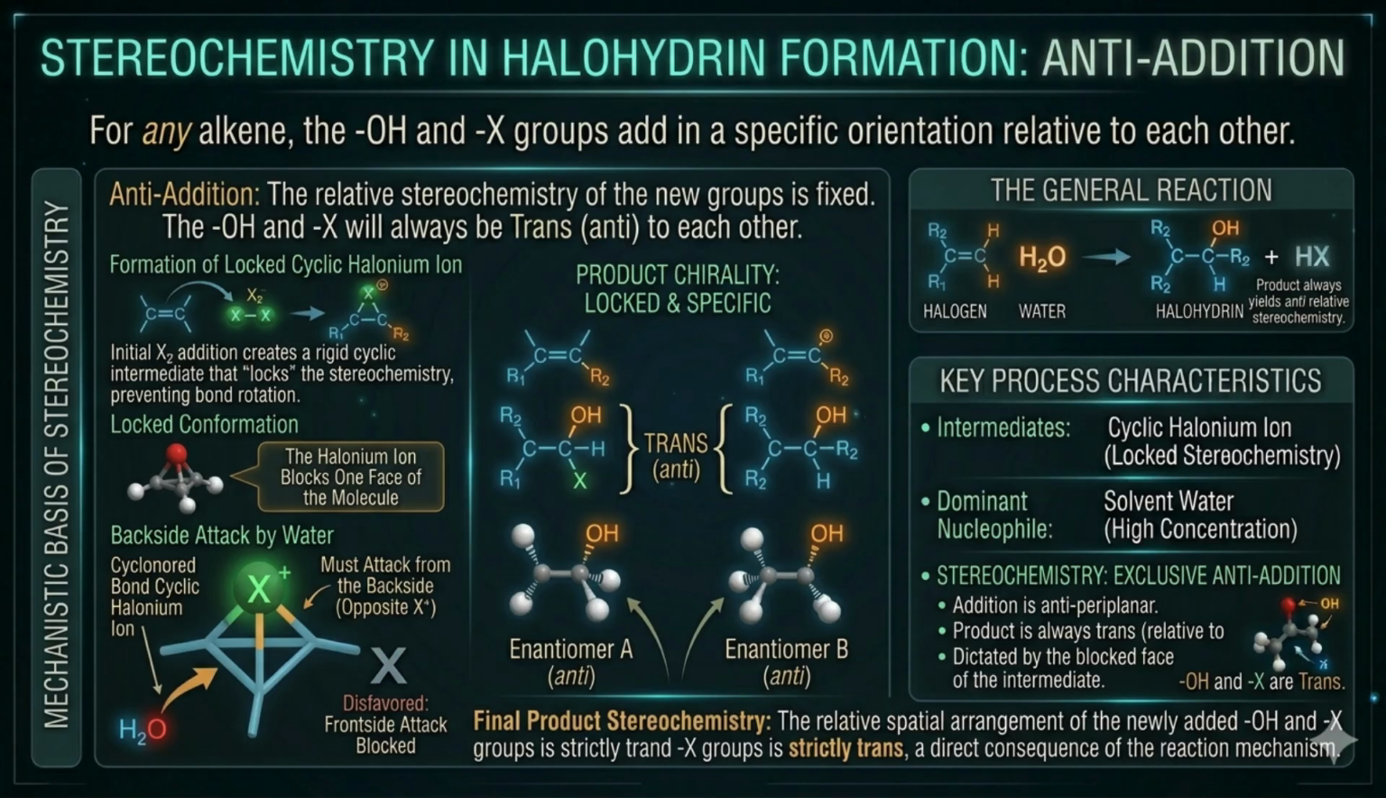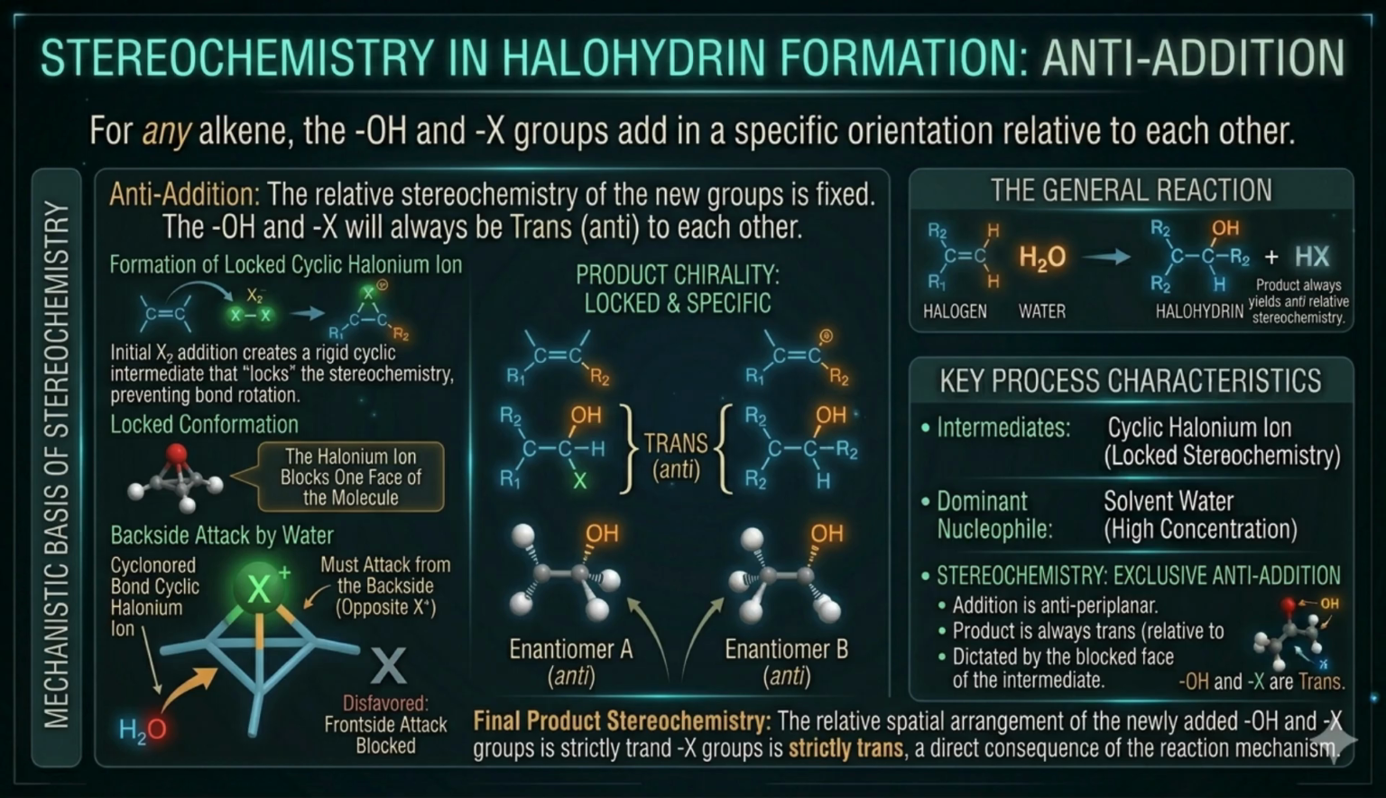Backside attack by water. Next comes the backside attack. Since the halogen bridge is blocking the front face, the water molecule is forced to attack from the opposite side, or the backside. This is why we call it anti-addition. As shown in the mechanistic basis diagram, a front-side attack is completely blocked, making a trans-arrangement the only possible outcome.